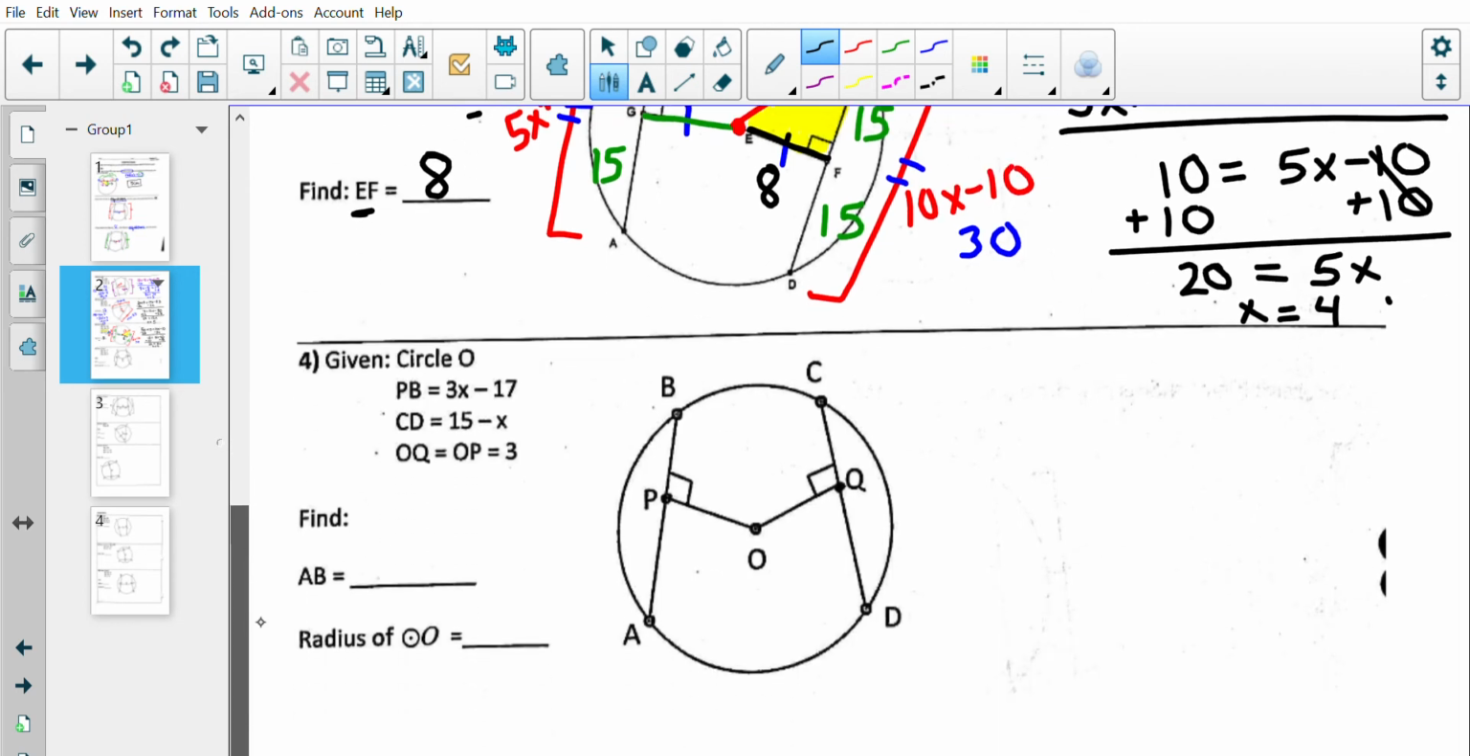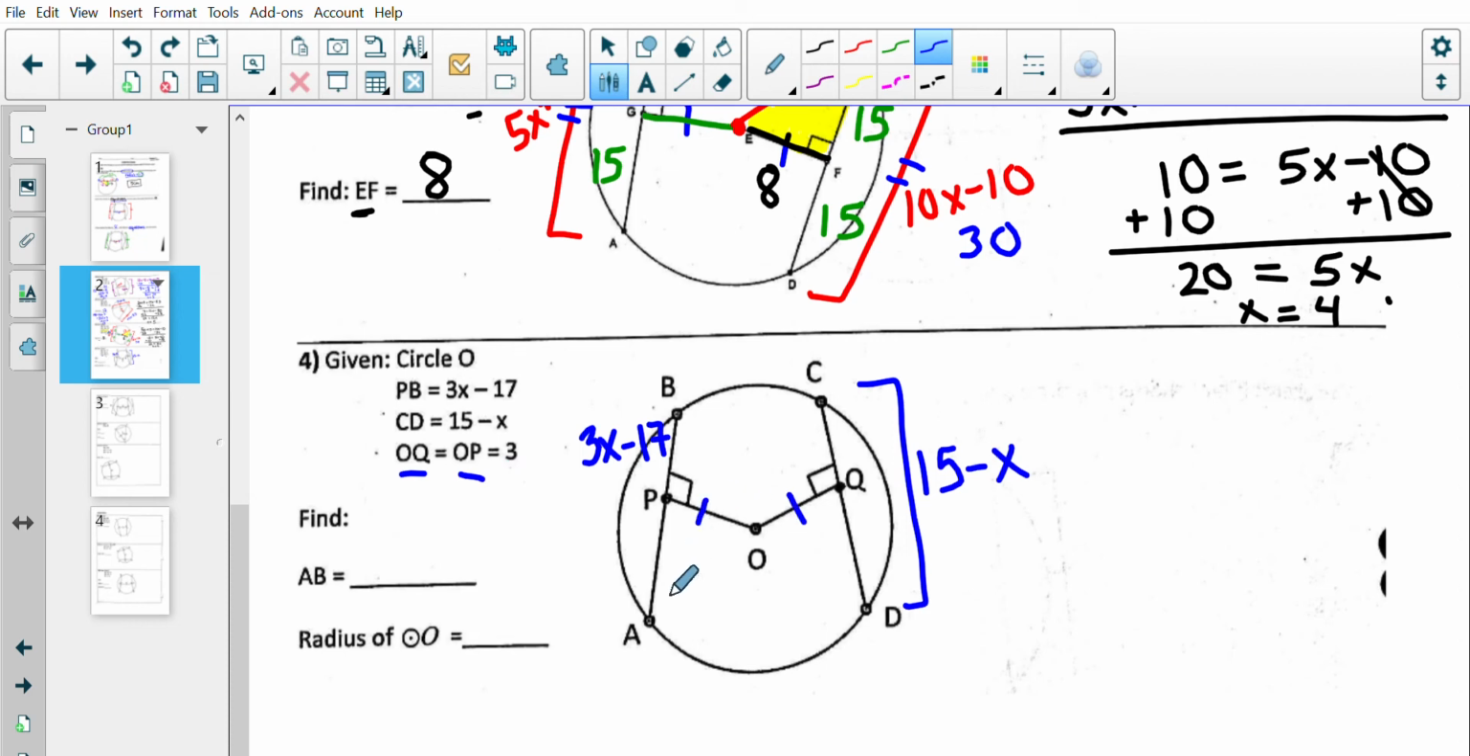Okay, next one. We have circle O. We are told that P to B is represented by 3x minus 17. We are told C to D, now be careful, that's this whole segment right here, is 15 minus x. And then we were told that OQ is equal to OP, so the perpendiculars are congruent, and they both equal 3. So that means they're each 3 units long.